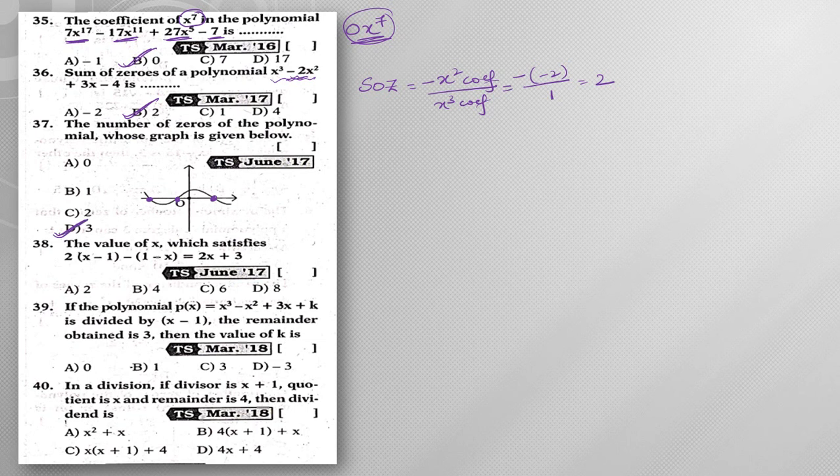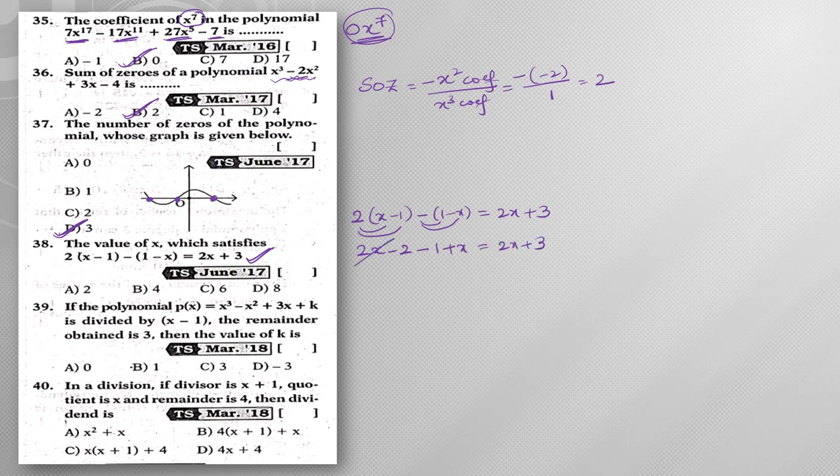Next, the value of x which satisfies the equation. That means we need to find out the value of x. Already you have learned how to simplify simple equations, right? So 2 times of x minus 1 minus of 1 minus x is equal to 2x plus 3. So this is the given question. When you multiply, this 2 will be multiplied with both the terms using distributive law. So 2x minus 2. This minus we need to multiply with both the terms, so minus 1 plus x is equal to 2x plus 3.